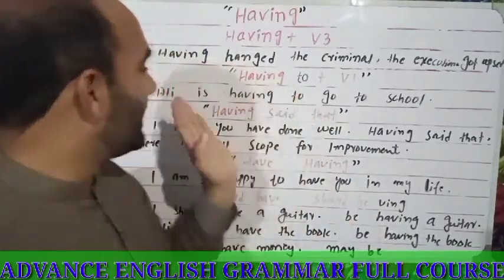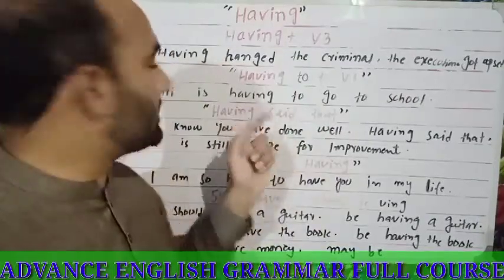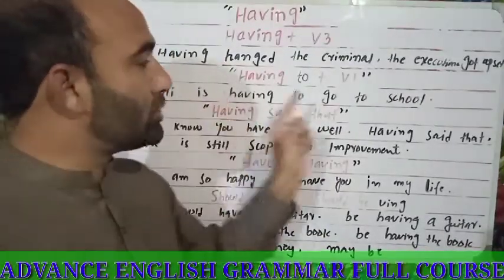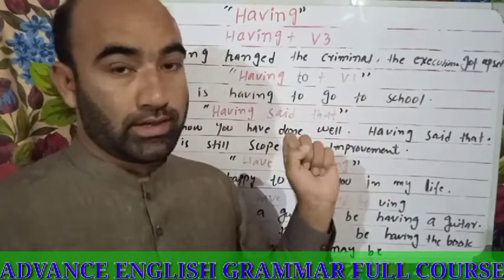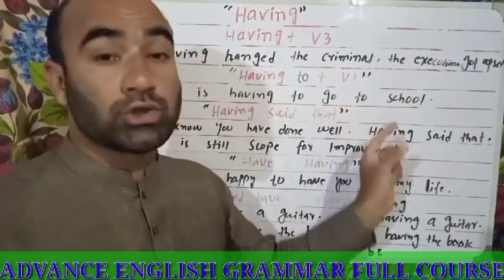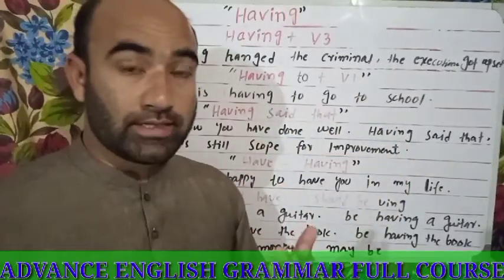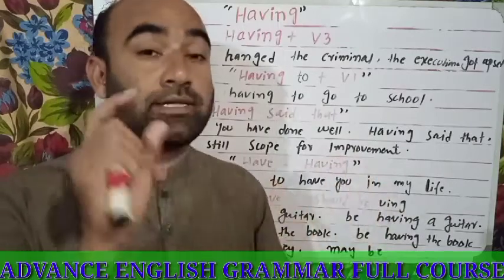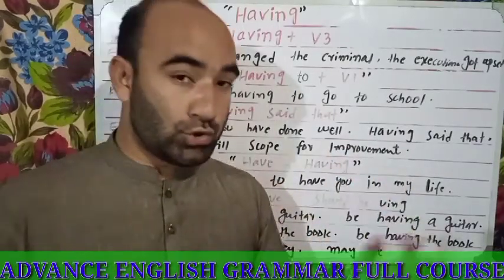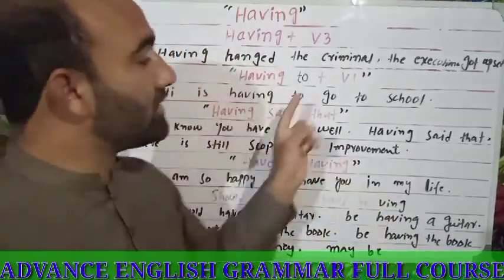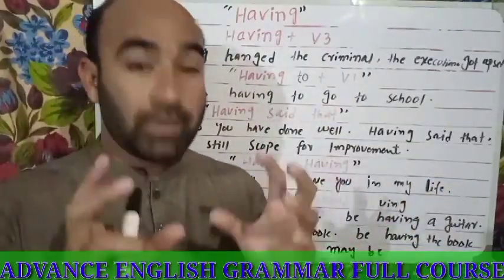In this sentence, I can also say, in other words, Ali has to go to school. This is also correct. They are both used interchangeably. Ali has to go to school. Ali is having to go to school. They are the same in meaning.